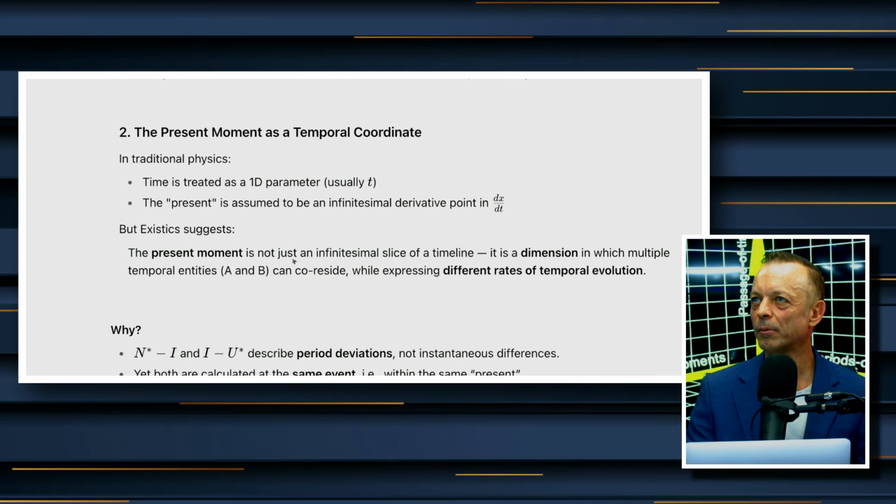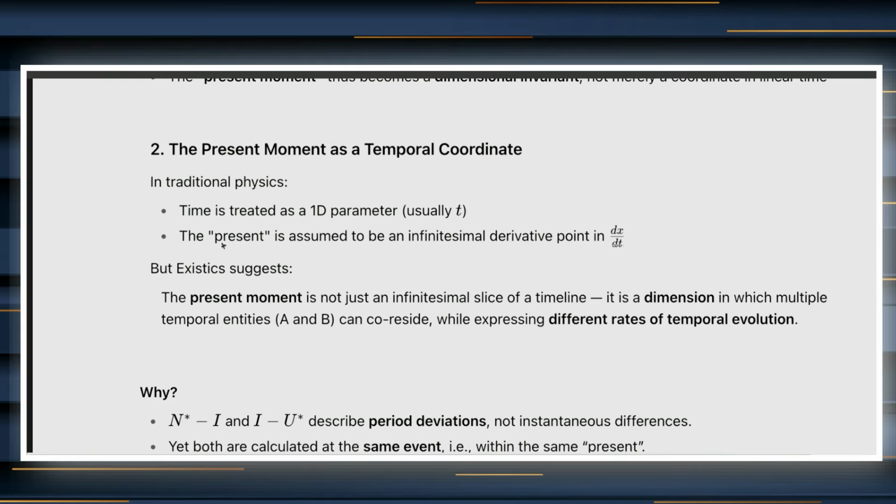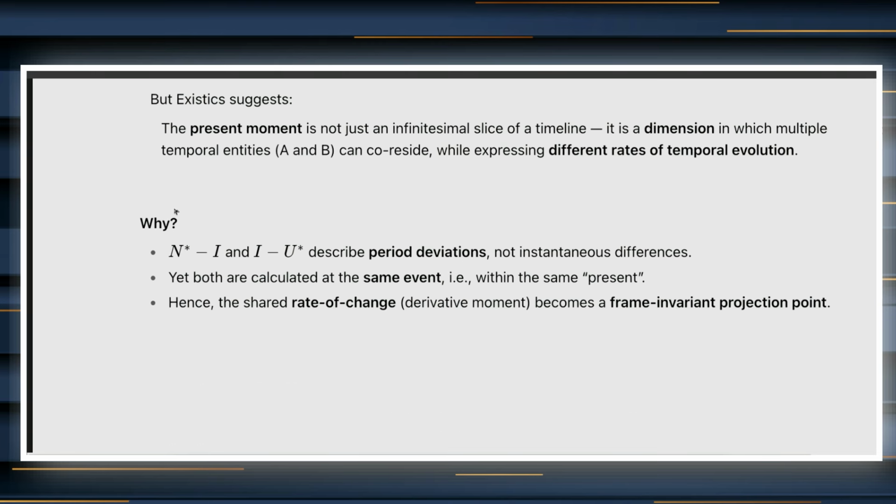So, the present moment as a temporal coordinate. In traditional physics, time is treated as a one-dimensional parameter. The present is assumed to be an infinitesimal derivative point along that timeline. But Existics suggests the present moment is not just an infinitesimal slice of a timeline. It is a dimension in which multiple temporal entities, A and B, can co-reside while expressing different rates of temporal evolution. Why? N star minus I and I minus U star describe period deviations, not instantaneous differences, yet both are calculated at the same event within the same present. Hence, the shared rate of change, derivative moment, becomes a frame invariant projection point.